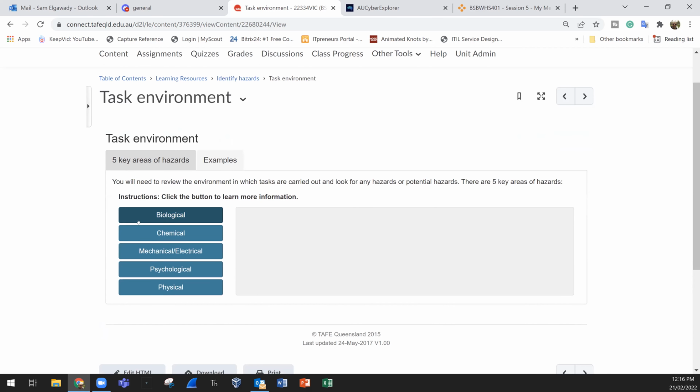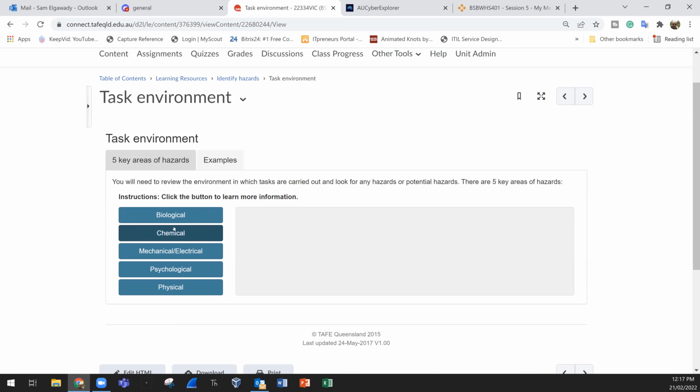Task environment. So if we have biological, chemical, mechanical, electrical, psychological, and physical. When we think about hazards, when we think about risks, sometimes we think about the first three. We don't think about the other ones, or we think about a few of these and we don't really think about others, but it's a good idea to have a big picture.